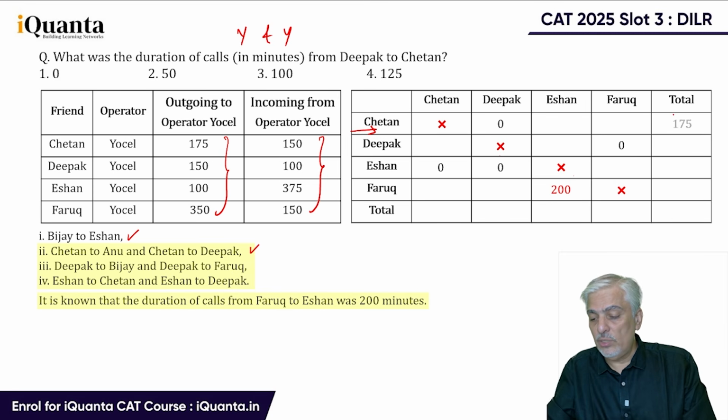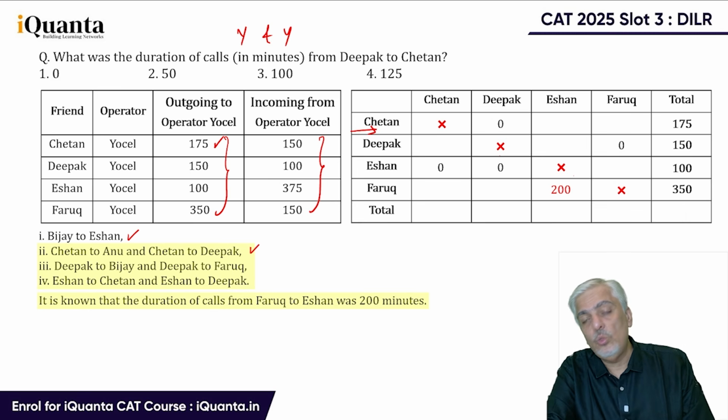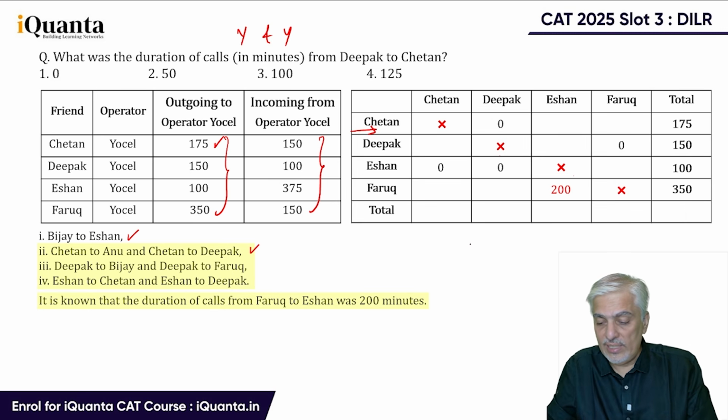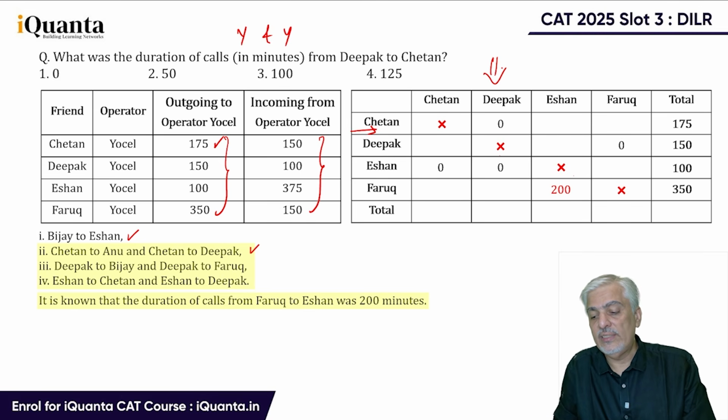Now Chetan ka total is 175, which comes from here. Deepak ka total is 150, comes from here. Ehsan is 100 and Farooq is 350. Now let's go to those places where there is only one data missing. Also, we can get the vertical totals. Incoming calls, these will be incoming calls like this. For Chetan, the total is 150. Deepak, it is 100. 375 and Farooq, it is 150.